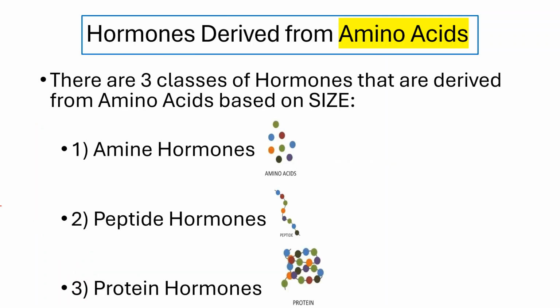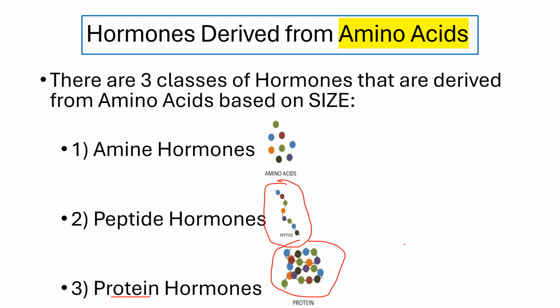Now, these amino acid hormones, we said there were three subcategories, and they're based on how many amino acids make them up. If you've got an amine hormone, they are made from individual amino acids. If you've got a peptide hormone, they're made of a few amino acids linked together in a chain, maybe up to 15 amino acids linked together. So they're small. And then protein hormones, these things are huge. These might have hundreds of thousands of amino acids all linked together.